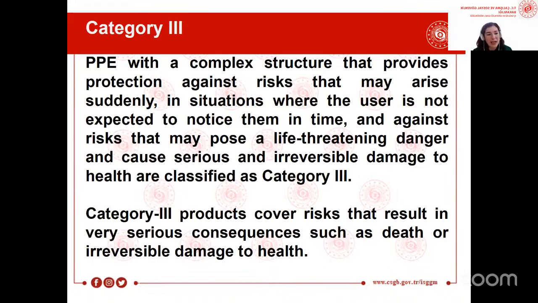For category 3, I can say that they are PPE with a complex structure that provides protection against risks that may arise suddenly in situations where the user is not expected to notice them in time, and against risks that may pose a life-threatening danger and cause serious or irreversible damage to health. The products cover risks that result in very serious consequences, such as death or irreversible damage to health.